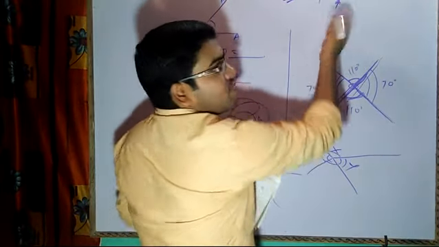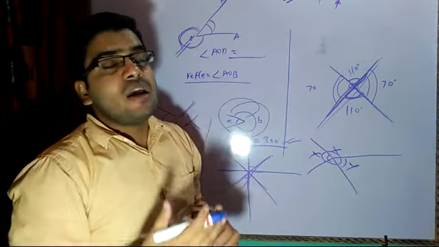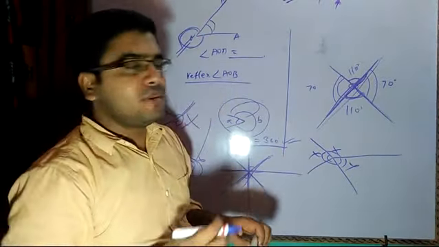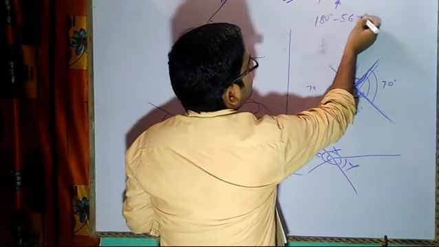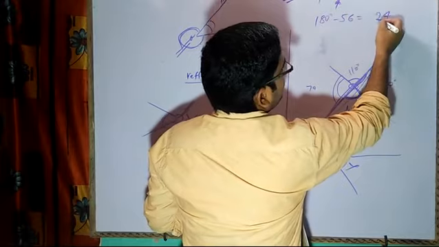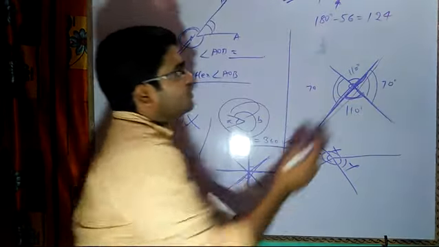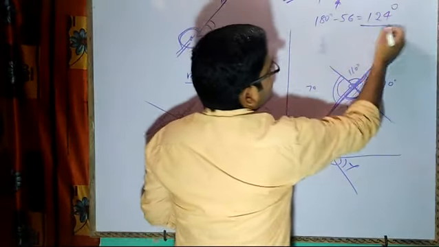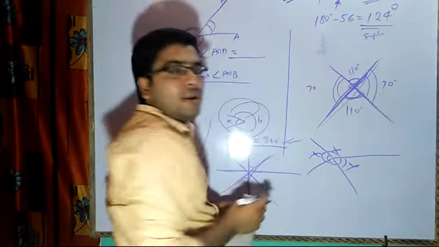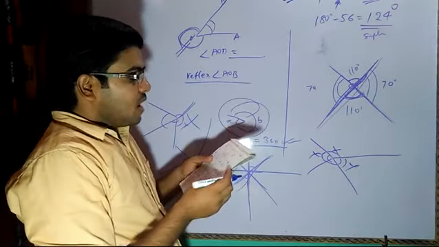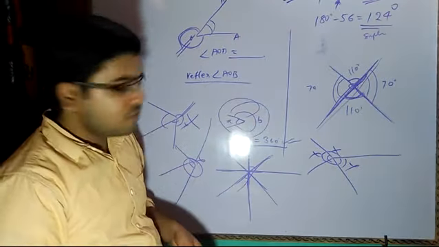If I have the same 56 degree and they are asking to find the supplement of this 56 degree, then you have to find 180 degree minus 56. That means 124. So this will be the supplement. This is called supplement, and this is called complement. Supplement and complement angle.